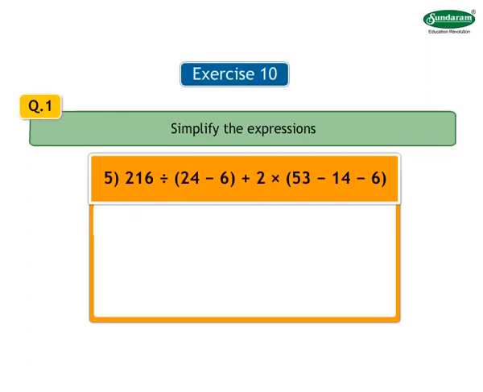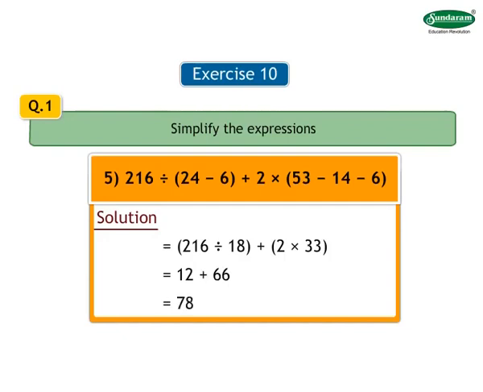Solution. We will first solve the bracket. We get 216 divided by 18 plus 2 into 33. Let's insert the brackets as shown and solve them. We get 12 plus 66, which equals 78.